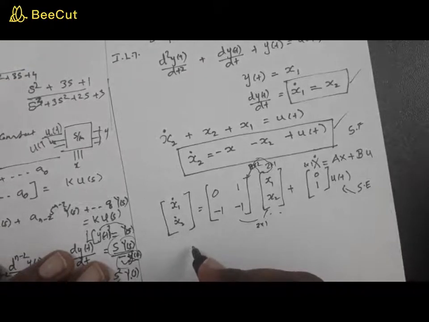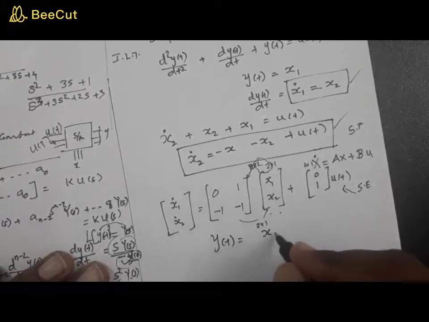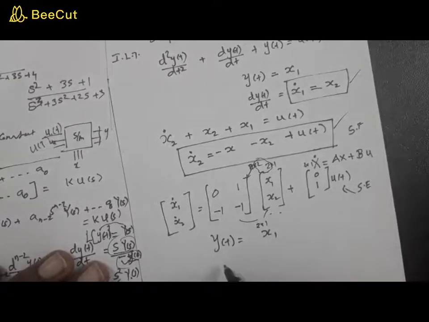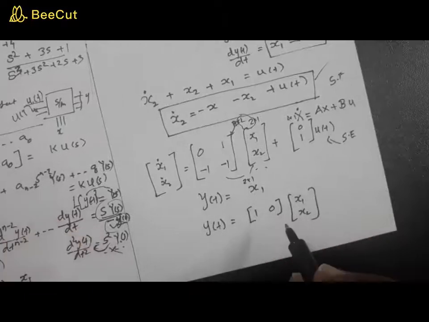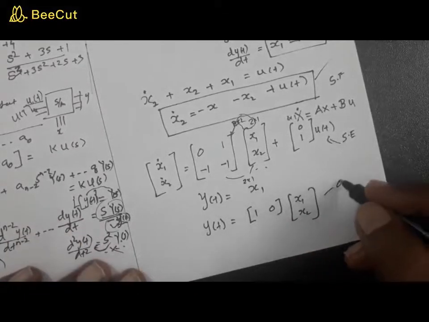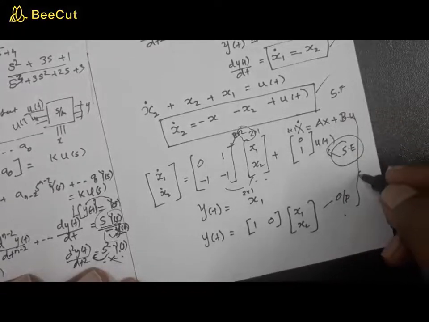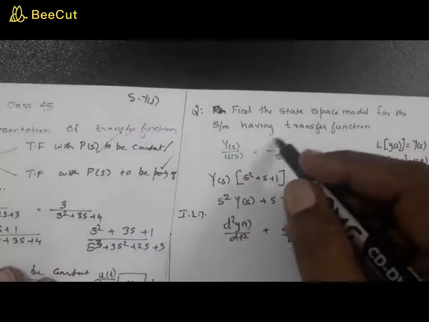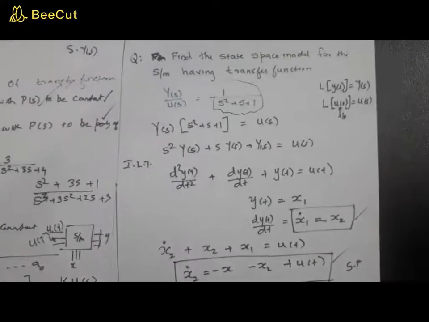Now what is the output? We have already assigned y of t to be equal to x1. So you can have the matrix equation y of t as 1 0 into x1 x2. You don't have any x2 here, only x1. So this is your output equation. This output equation and this state equation both form the state model for the transfer function 1 by s square plus s plus 1. Hope things are clear.